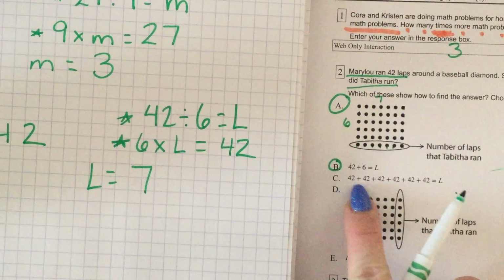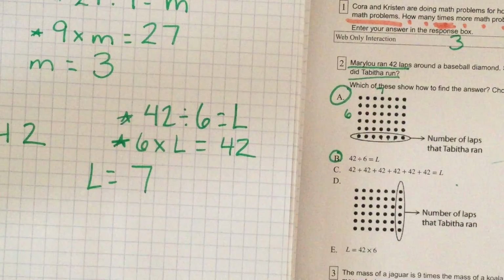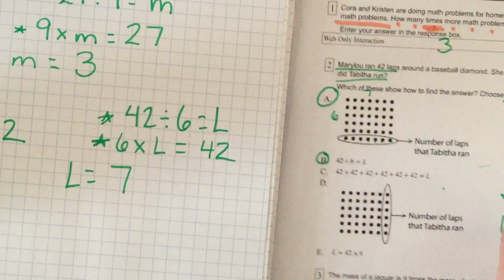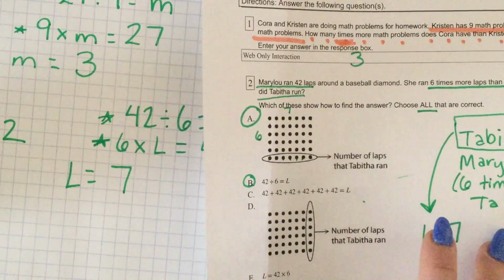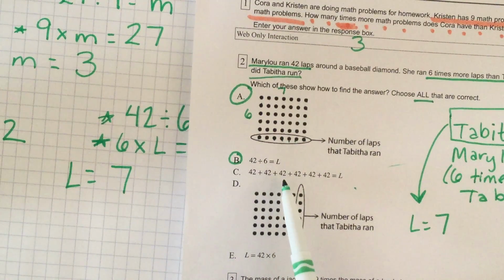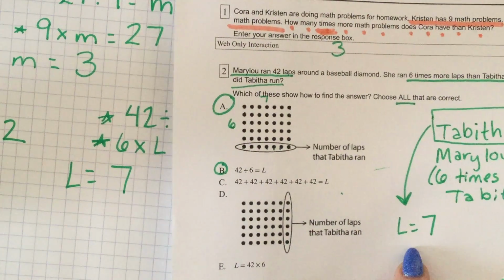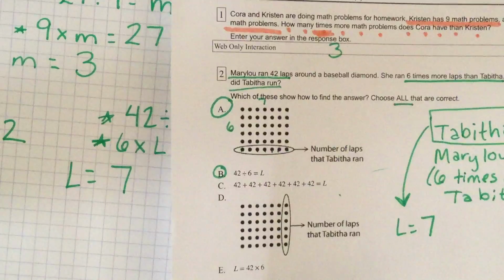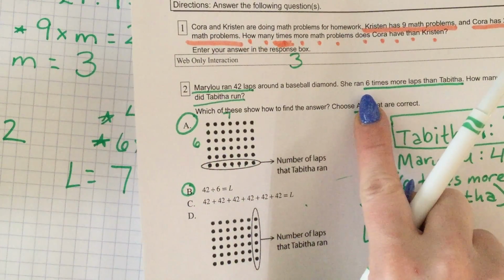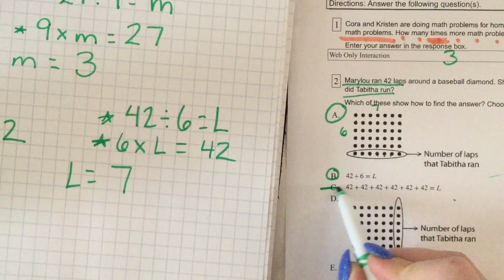Ooh, 42 plus 42 plus 42 plus 42 plus 42 plus 42 equals L. Is that going to give us the right answer? So if no, why not? Does 42 plus 42 plus 42 plus 42 plus 42 plus 42 give us 7? Does it also say that Tabitha ran 6 times more laps than Mary Lou? No, it sure doesn't. So we can go ahead and cross that out. Blammo.